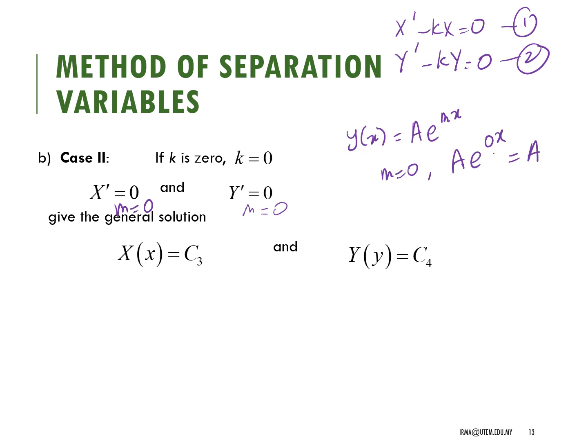Okay, and therefore you need to combine u equal to x times y. So you have C3 times C4, a constant times a constant, which gives another constant, which I put as A2. So case 2, where k equal to 0, is quite simpler than case 1, because the root is 0.